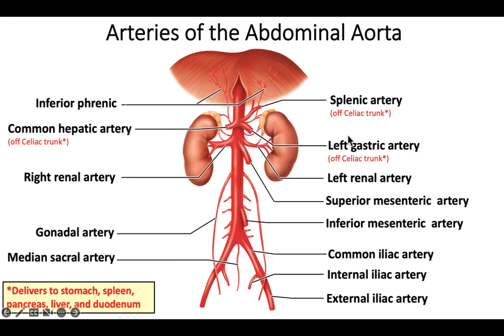Again, the celiac trunk has 3 branches. Together, those 3 branches all deliver blood to the stomach, spleen, but also the pancreas, liver, and part of the first part of your small intestine called the duodenum. Then the mesenterics take care of the rest of the intestines. All right.